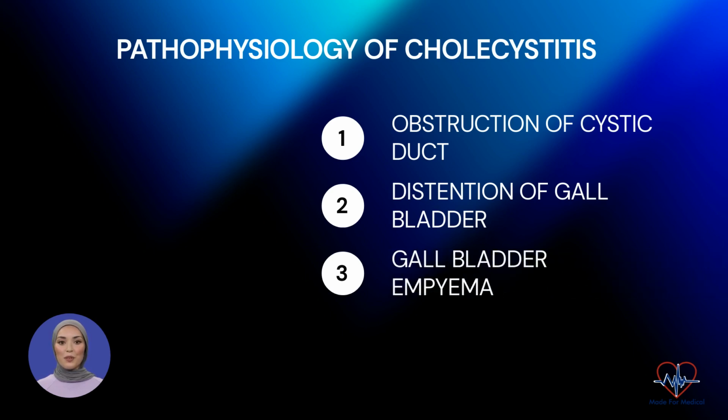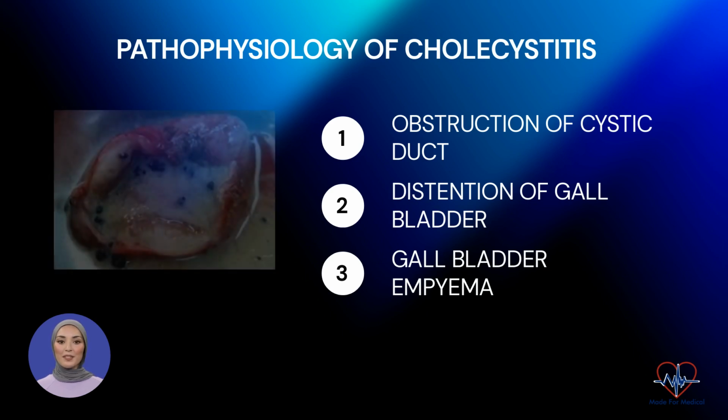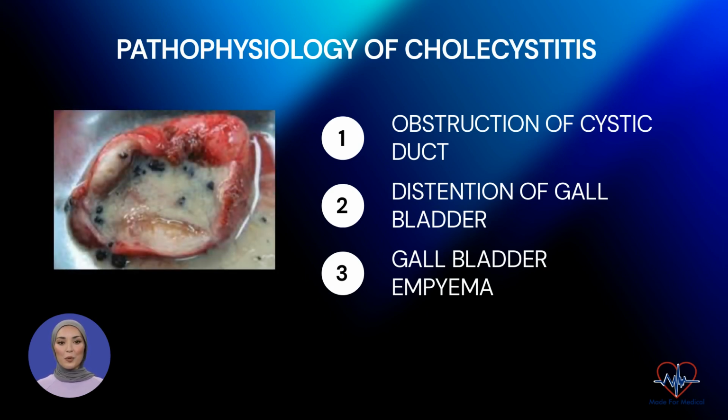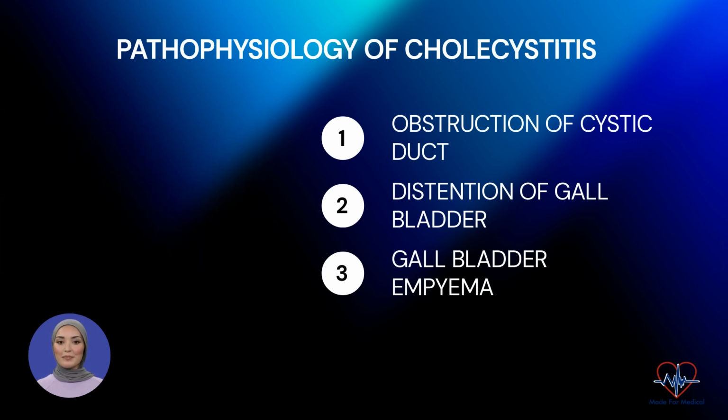As inflammation progresses, various inflammatory mediators, such as cytokines and leukotrienes, are released, further contributing to tissue damage and the recruitment of immune cells. The inflammatory response can extend beyond the gallbladder, affecting the surrounding tissues and potentially causing complications such as abscess formation, perforation, or the development of gallbladder empyema, a pus-filled gallbladder, as in this picture where you can see the gallbladder is completely filled with pus and pigment stones.